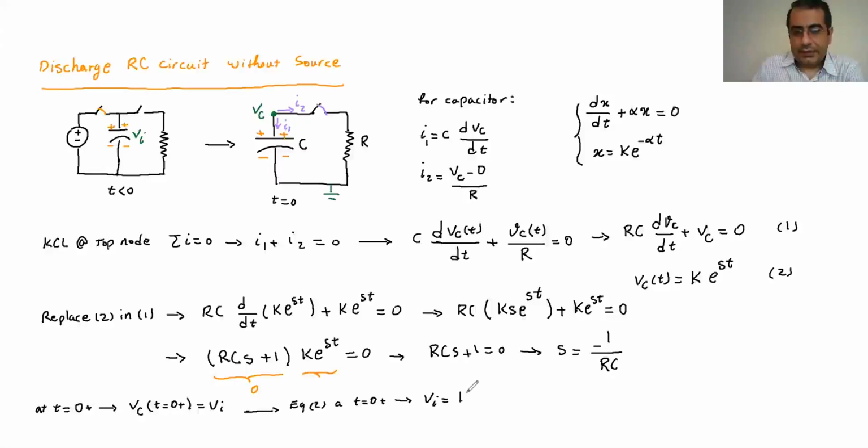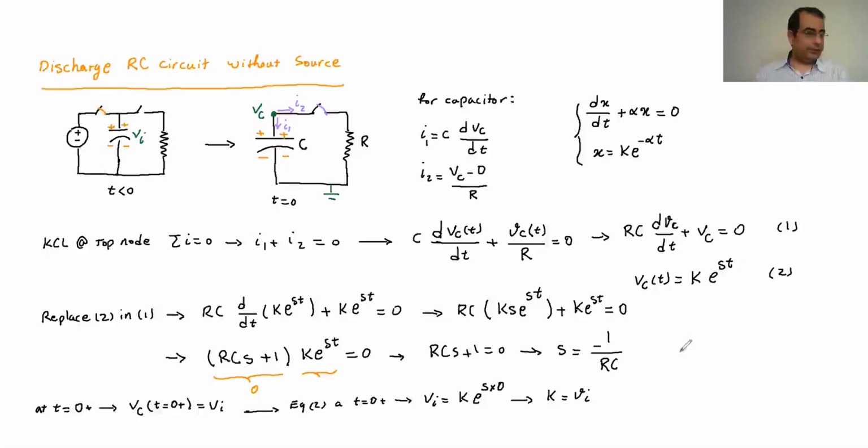And then the K is K, the E is E, and the S, whatever it is. We know the magnitude of S, and the t is 0, times 0. So this e to the 0 becomes 1. Therefore, it tells me that K is going to be equal to VI, the initial voltage that I have in the capacitor.